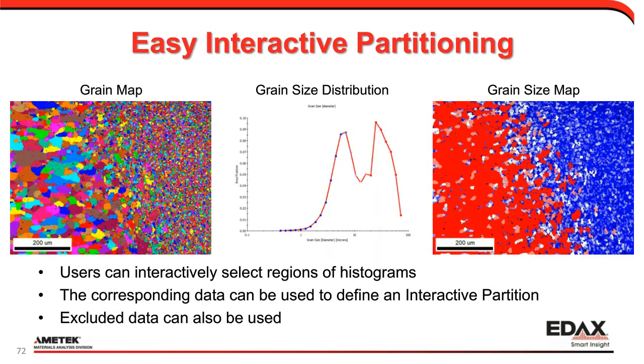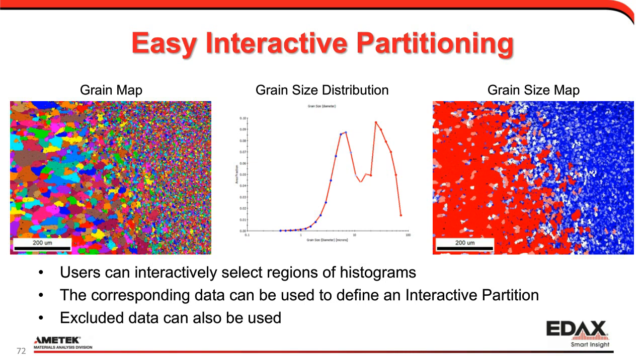The nice thing within OIM Analysis, it's very easy for what we call interactive partitioning. So on the left here, I've created a grain map. The grain map, again, just randomly colors the grains. It's just to show size and morphology. In the middle, I've shown the grain size distribution. So you can see there's kind of two different peaks within that distribution. You can always go and select the number of bins if you need to change from 20 to 50 to 100. Sometimes that helps separate out different peaks in a histogram.